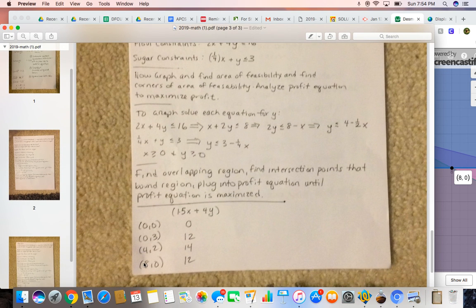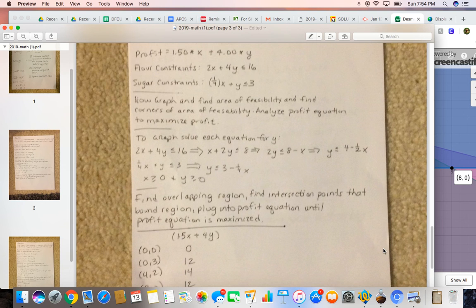So here I've listed the coordinate pairs. Here's my profit equation. And so when I plug these x and y into this equation and calculate profit, I'm going to find that when I make 4 loaves of the Irish bread and 2 of the Kugelhof cakes, that is where my profit is maximized. And that's it.